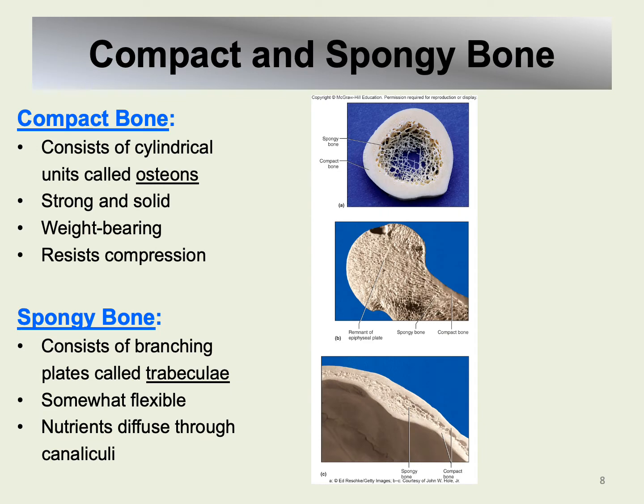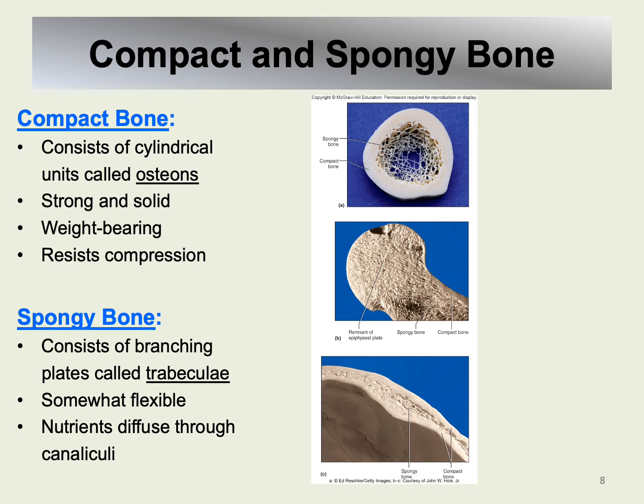Compact and spongy bone. We have two types of bone tissue, compact bone and spongy bone. Compact bone consists of cylindrical units called osteons, and we will learn the structure of the osteon. Osteons can be found only in compact bone, and they are strong and solid, weight bearing and resist compression. So the weight bearing part of the bone is formed by compact bone.